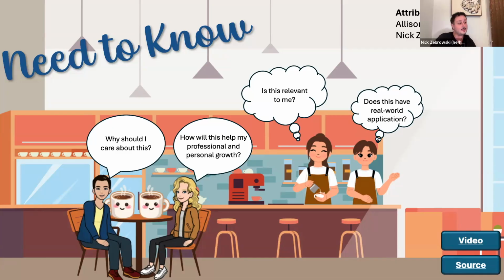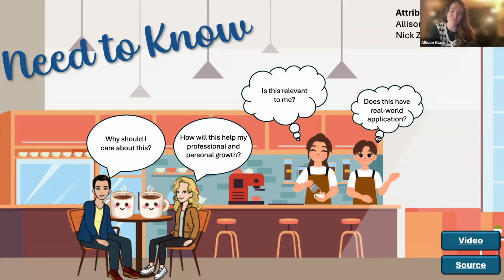So I already have pulled up on the screen attribute 1, need to know. So we designed this map to look like a warm coffee shop, a place where people ask real, practical questions. You'll see some thought bubbles like, why should I care about this? And does this have real world application? These directly represent how adults evaluate whether learning is worth their time.